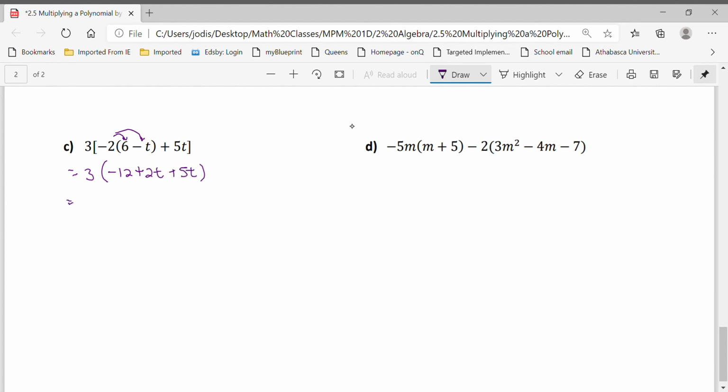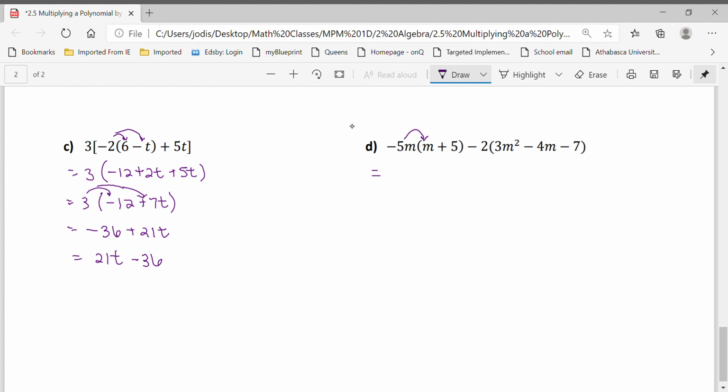I'm going to simplify inside my brackets first. So I've got a 2t and a 5t, that makes a 7t. Then I'm going to distribute here. So 3 times negative 12 is negative 36, and 3 times 7 is 21t. And then we should rewrite this with the proper order.